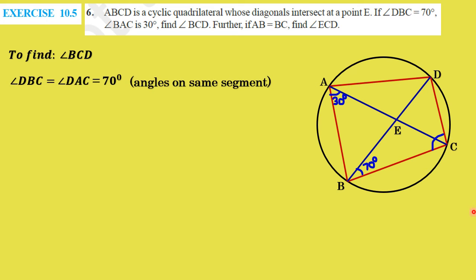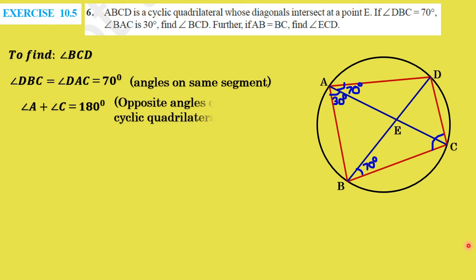Yes, angle DBC and angle DAC are angles on the same segment. So this angle is also 70. Yes. Now, angle A plus angle C is equal to 180 because opposite angles of a cyclic quadrilateral are supplementary.